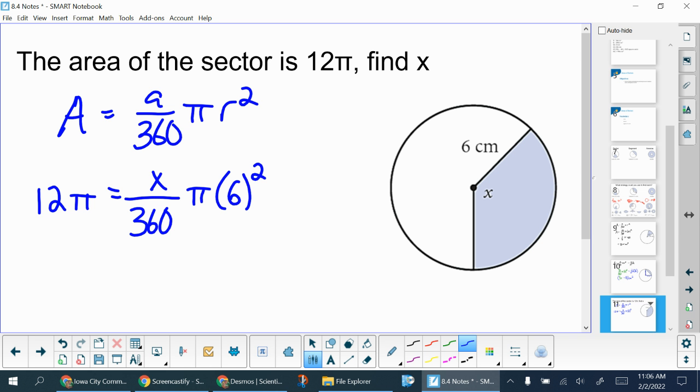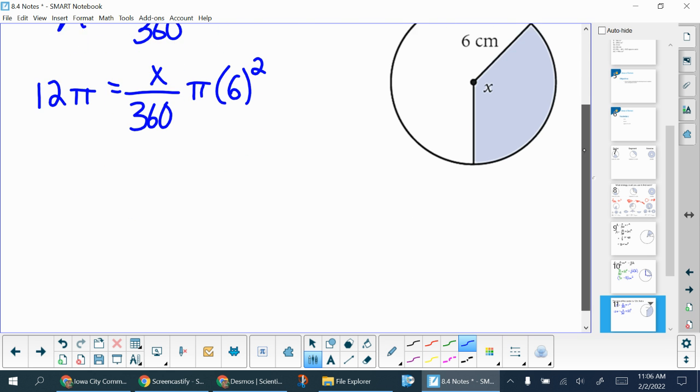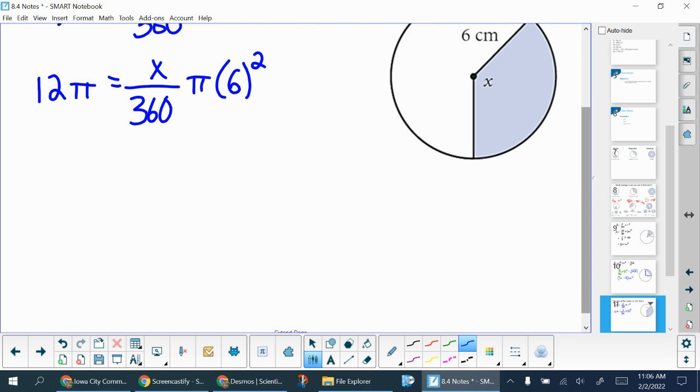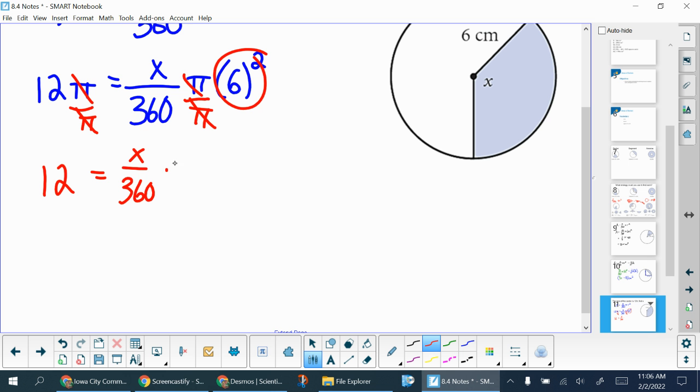So when we're solving this equation, there's a few different things that you could do here. Ultimately, it's just a matter of undoing the things that you're seeing. And so there's multiple ways. Let's talk about one nice way you could do this. The first thing you could do would be to divide by pi on both sides. That would cancel that out, cancel that out. So I'd get 12 equals x over 360 times, and I might as well do 6 squared and get 36.